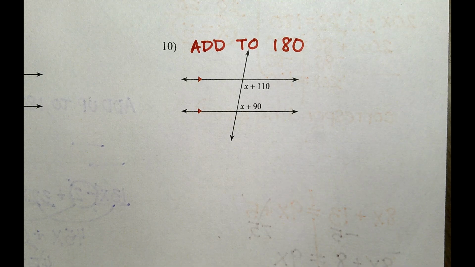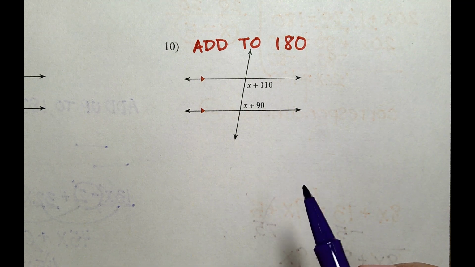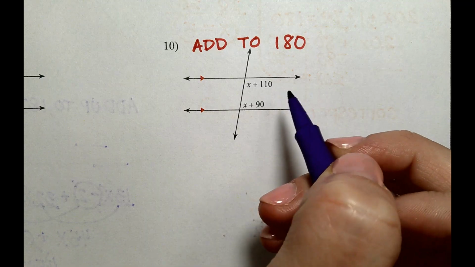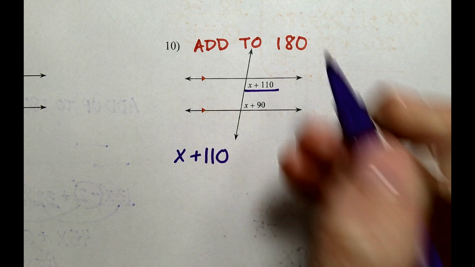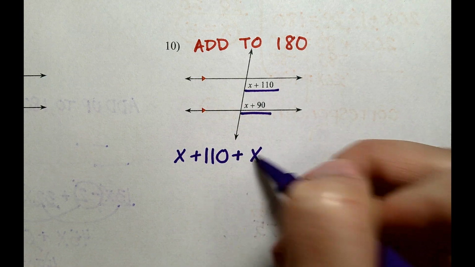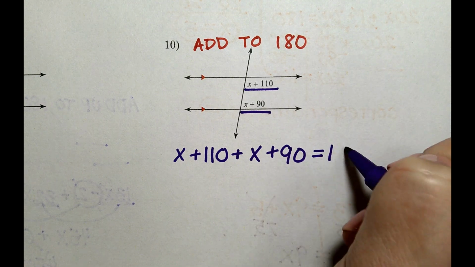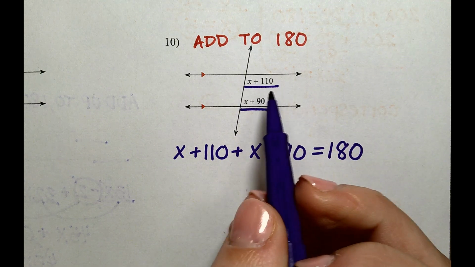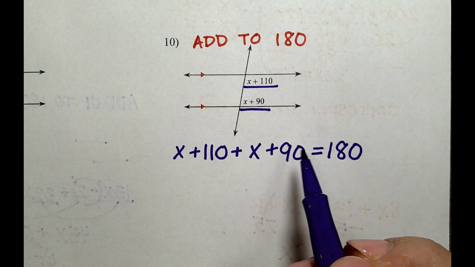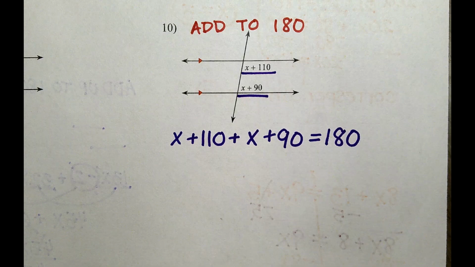So, what equation could I write? x plus 110, plus x plus 90. Perfect. Equals 180. Beautiful. So this is the equation we'll write. We just did x plus 110 plus the other value, x plus 90, and those add up to be equal to 180. So our equation is written.